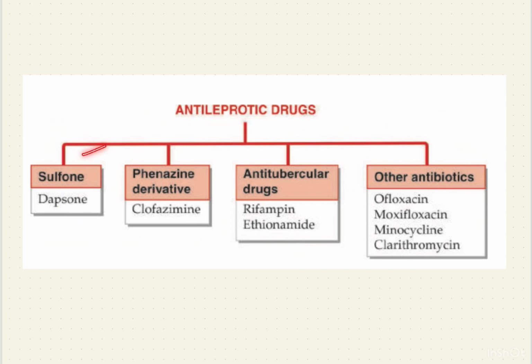These are the various drugs that have activity against Mycobacterium leprae. We have dapsone, clofazimine, and among the antitubercular drugs we have rifampin and ethionamide, and two fluoroquinolones, ofloxacin and moxifloxacin. We have clarithromycin, which is the only macrolide which has activity against Mycobacterium leprae, and we also have minocycline, which belongs to the tetracycline group of drugs.